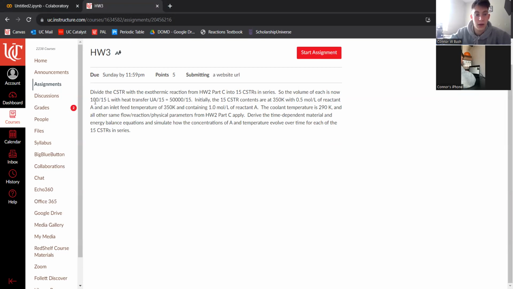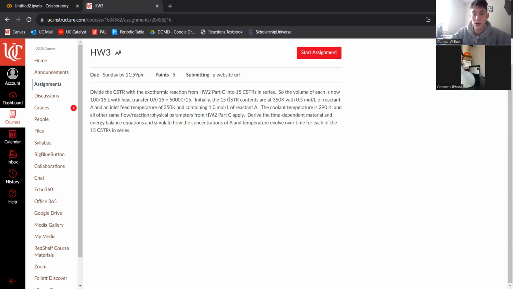So now we have to divide the volume and heat transfer parameters by that number of CSTRs in series, 15 in this case. Volume, because it's that dimension in space, we are dividing that physically. And then also the heat transfer coefficient multiplied by the area. This area is also being discretized into 15 segments.